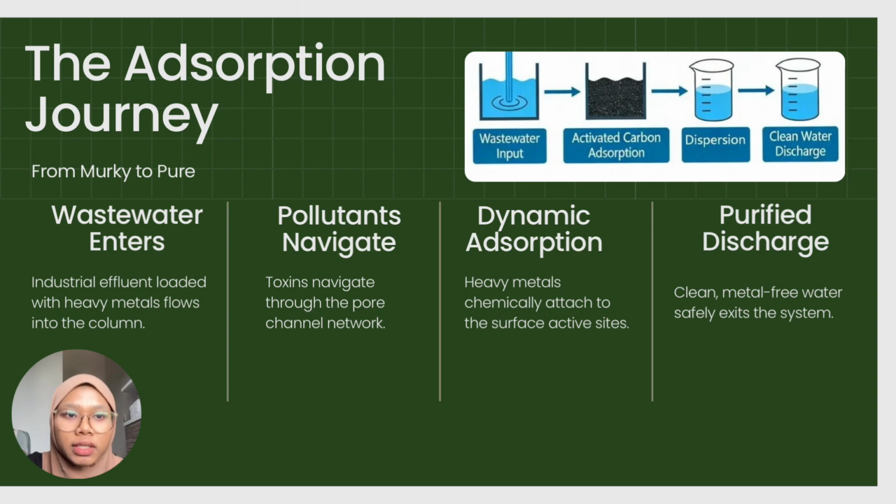Inside the pores, the heavy metal ions attach to active sites on the activated carbon surface through adsorption. This is the key step where the contaminants are removed from the wastewater. Finally, after most of the heavy metals have been captured, clean and treated water leaves the adsorption column. As a result, the concentration of pollution is significantly reduced, making the water much safer for discharge or reuse. So in simple terms, activated carbon acts like a highly efficient filter that captures harmful pollutants while allowing clean water to pass through.